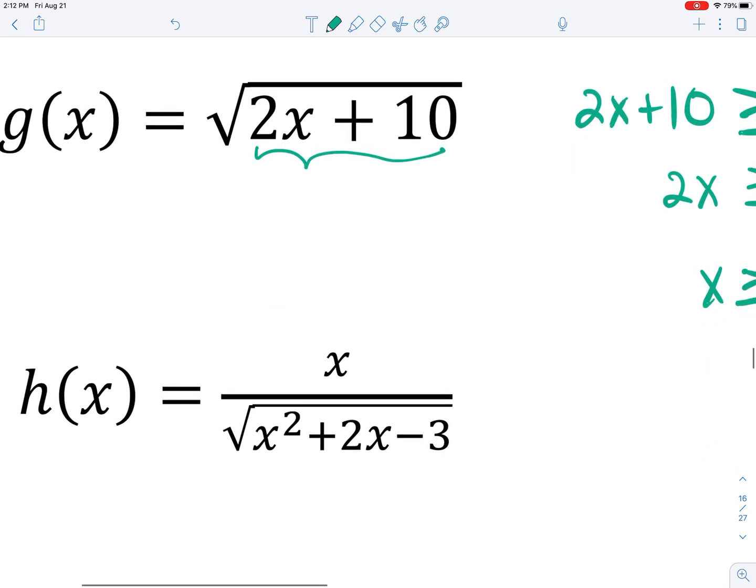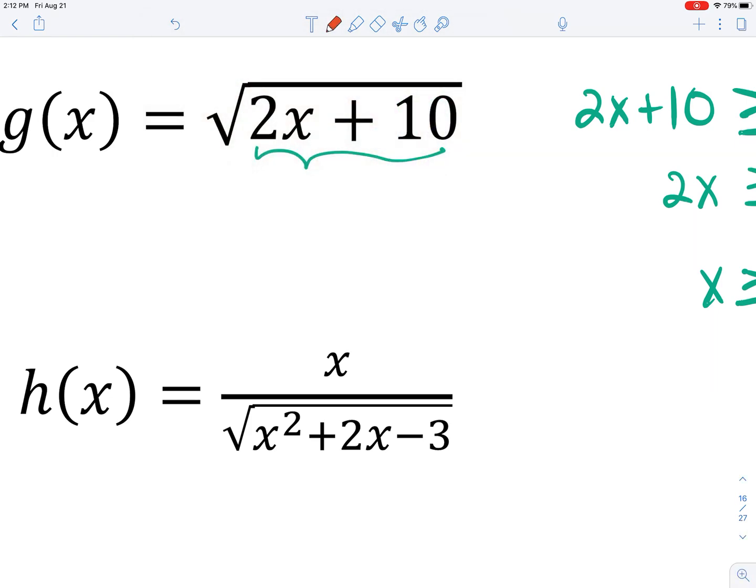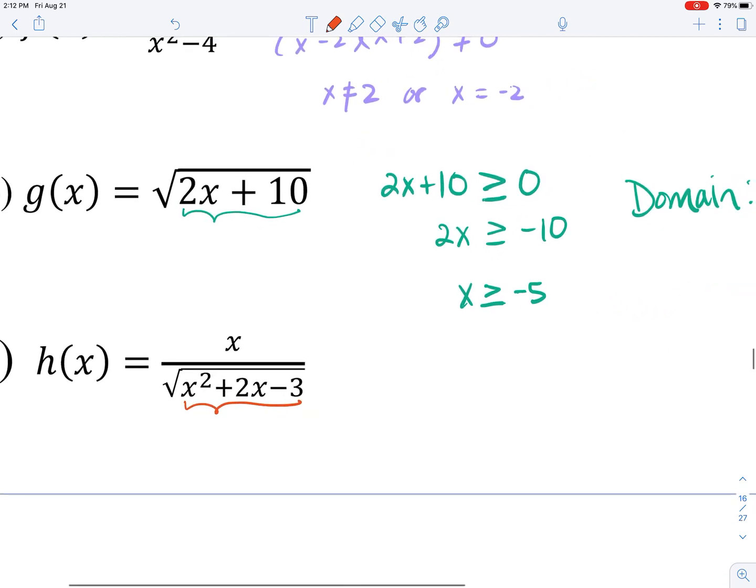And then this last one, h of x equals x divided by the square root of x squared plus 2x minus 3. Well, that is tricky, right? It's not a rational function, but it is a function that is a fraction, a ratio. So we know that we can't have the denominator being equal to 0. But because we have that square root, whatever's under the square root is going to have to be positive.